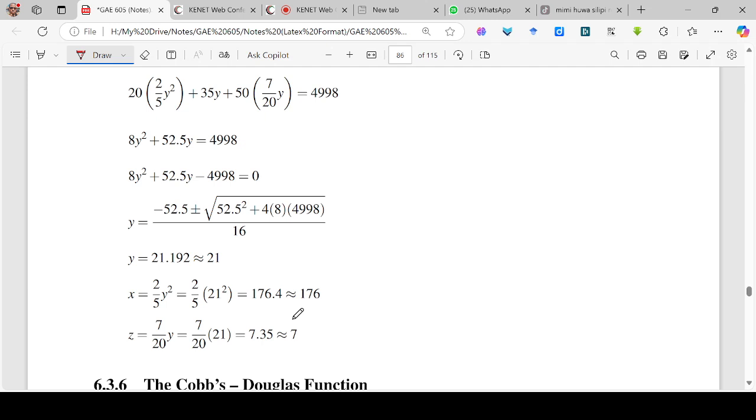So that is how we can use the Lagrange method to optimize a function.